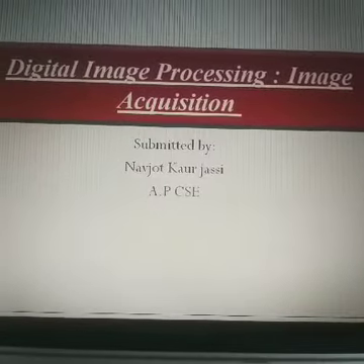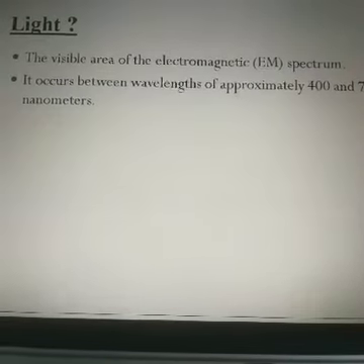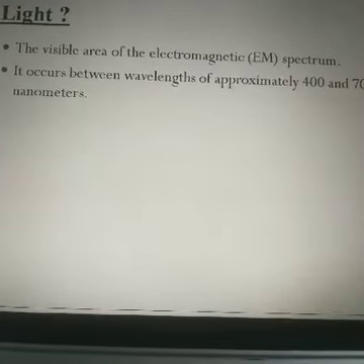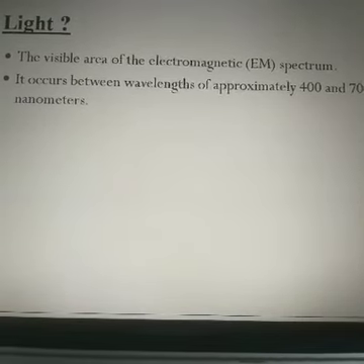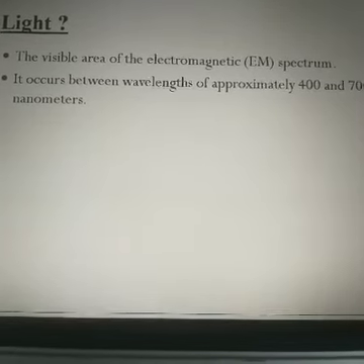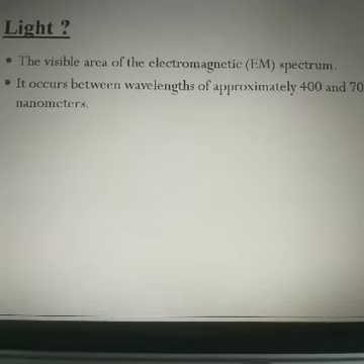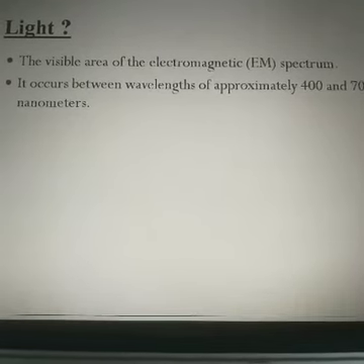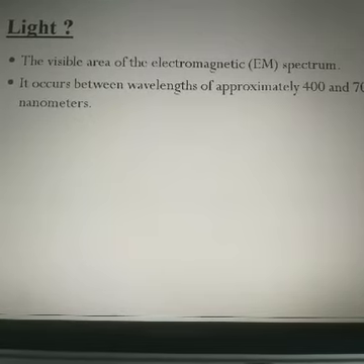In this lecture, we discuss the first fundamental step, that is image acquisition in digital image processing. Before discussing, we already know what a digital image is, how it is formed, and how it is acquired. Any picture can be captured in the presence of light. That light, or energy source, is also known as the illumination energy in digital image processing.